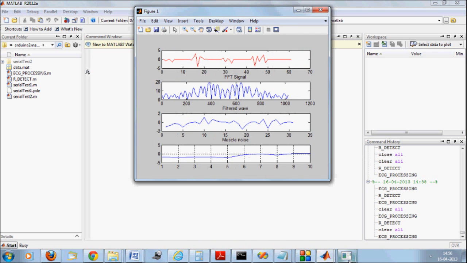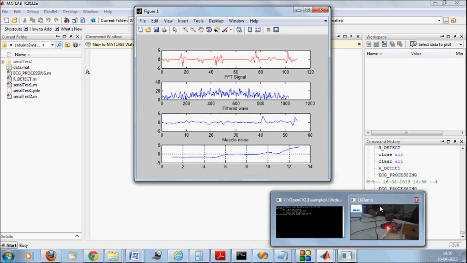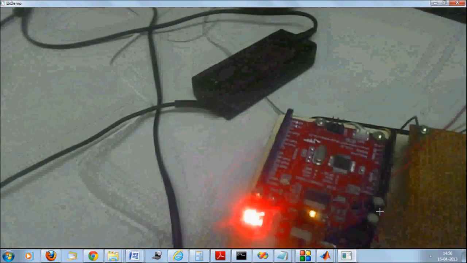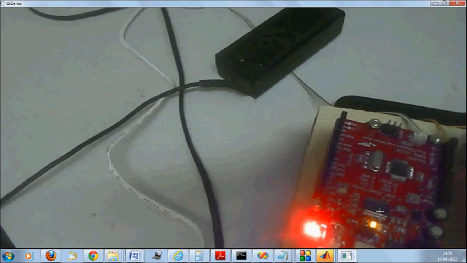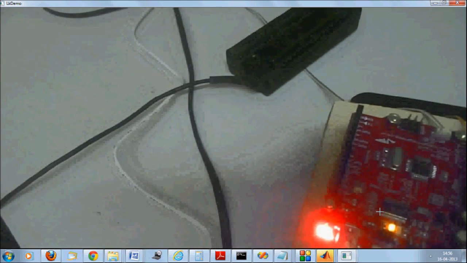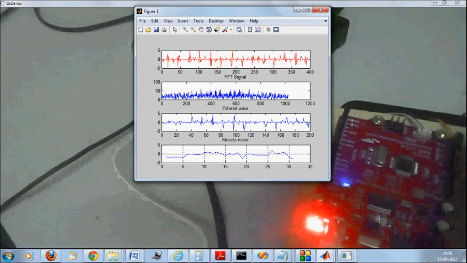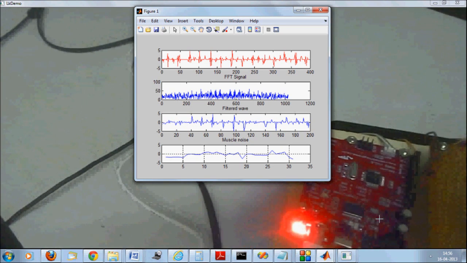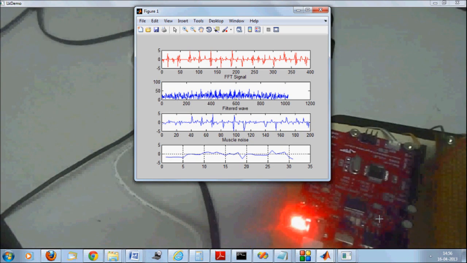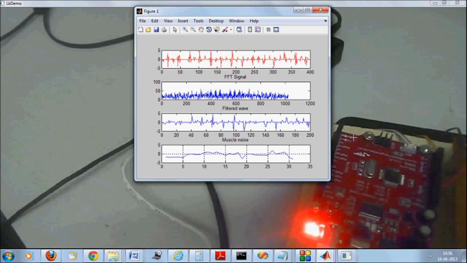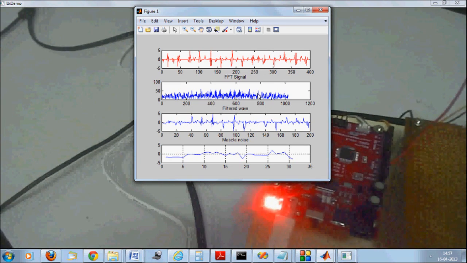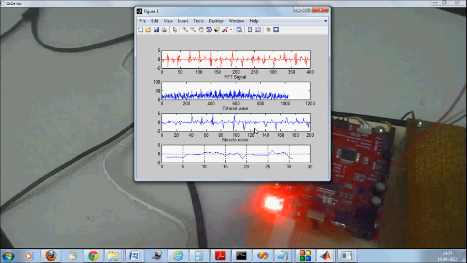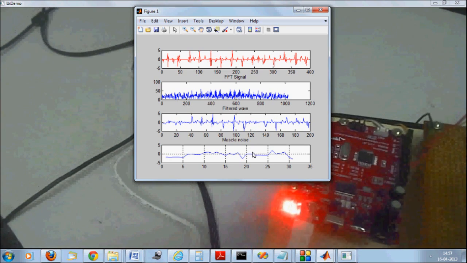One more thing you can see is, as the microcontroller starts transmitting data, there is a yellow color light which keeps on blinking. As it keeps on blinking, you should be getting the signal over here. So I should be able to show you both the things. And when the signal acquisition is over, the blinking should stop and you'll get this entire signal over here. It's FFT value, its filtered waveform and muscle noise.